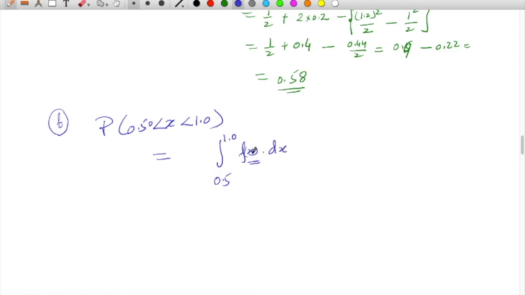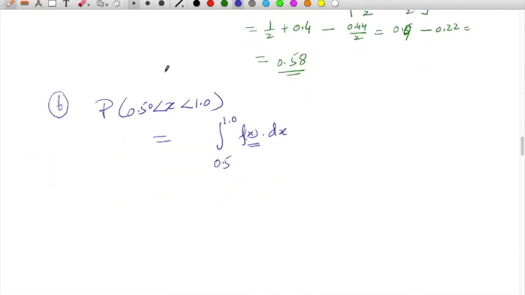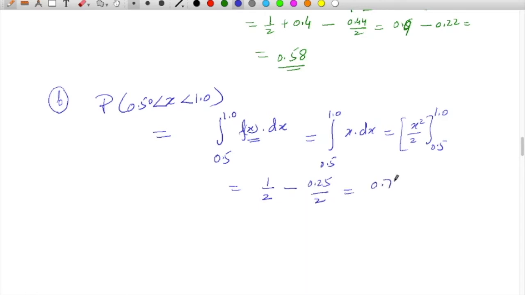Now we have to see which function from the main equation has to be followed. So 0.5 to 1 will lie in the first part of the equation. So it is nothing but only x over here. So 0.5 to 1.0 x dx. That is x square by 2, from 0.5 to 1.0, that will be 1 by 2 minus 0.25 by 2, 0.75 by 2, that is nothing but 0.375.